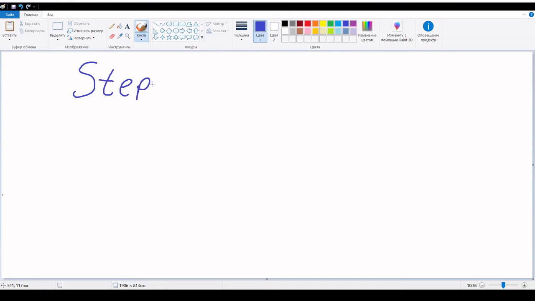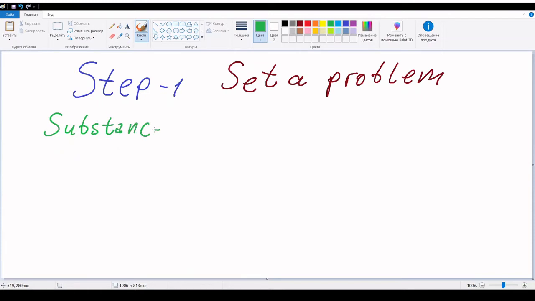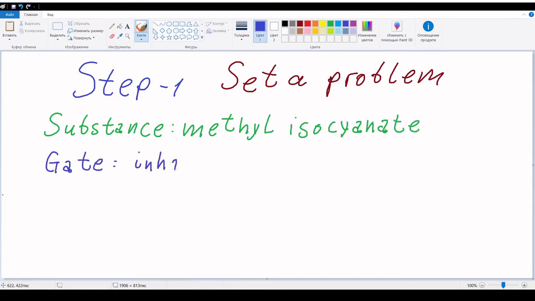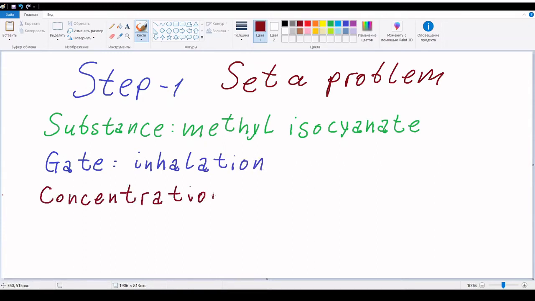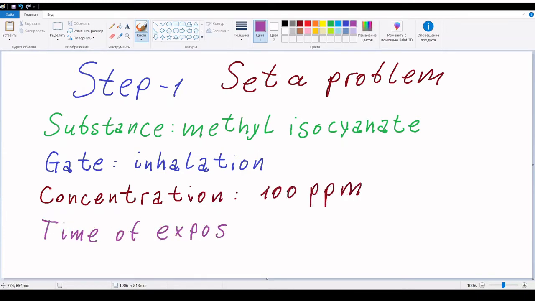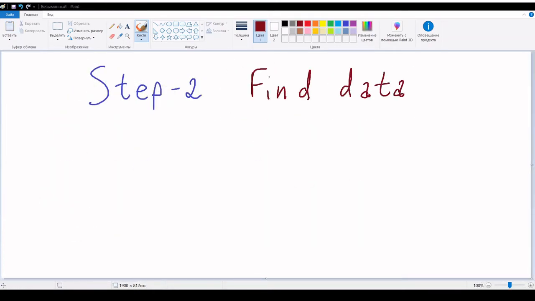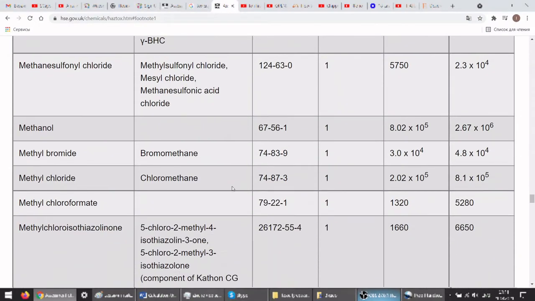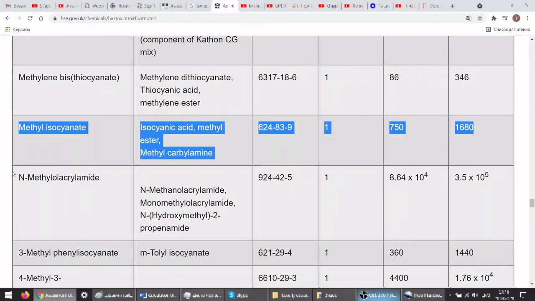Step 1. Set a problem. We need to be clear about which substance's influence on human health we need to observe, for example, methyl isocyanate. What is the gate of toxic substance entering the organism: oral, injection into the bloodstream, etc. We will look at inhalation. And what is the concentration of toxic substance in air and the duration of exposure, for example, 100 ppm and 10 minutes.